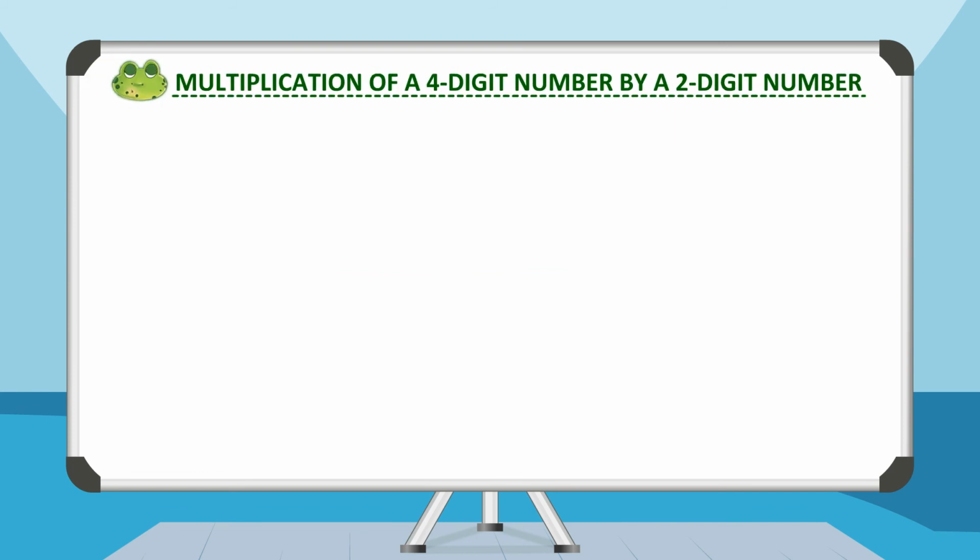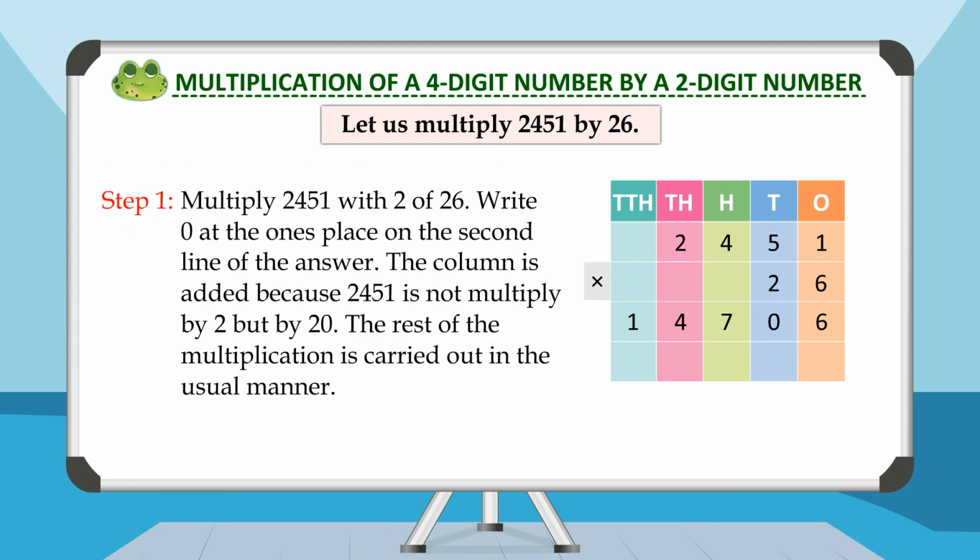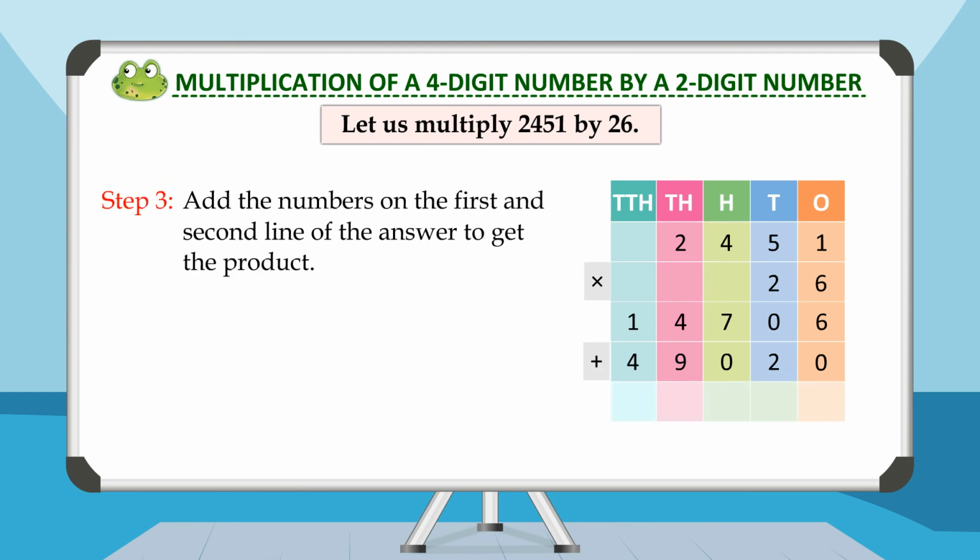Multiplication of a 4-digit number by a 2-digit number. Let us multiply 2451 by 26. Step 1. Multiply 2451 with 6 of 26 and write the product in the first line of the answer. Step 2. Multiply 2451 with 2 of 26. Write 0 at the ones place on the second line of the answer. The column is added because 2451 is not multiplied by 2 but by 20. The rest of the multiplication is carried out in the usual manner. Step 3. Add the numbers on the first and second line of the answer to get the product.